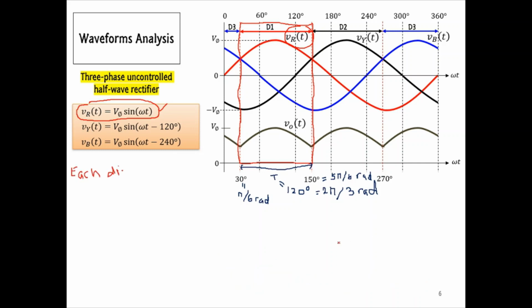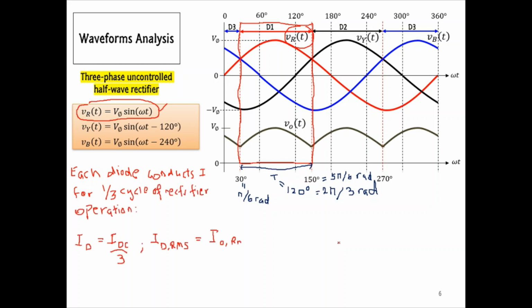Lastly, since each diode can conduct current for 1/3 of a complete cycle of the rectifier operation, therefore, you can calculate the average and RMS diode currents using this equation.